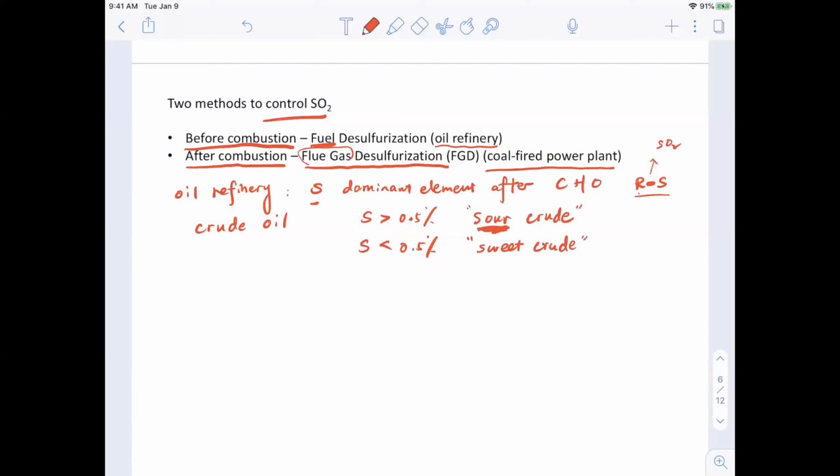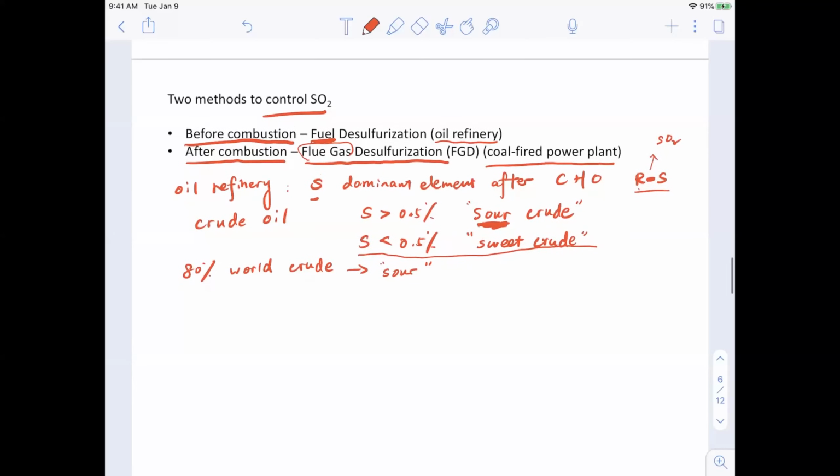Okay. And of course, people would like to deal with this sweet crude because it doesn't generate much pollution. But as a matter of fact, 80% of the world's crude oil is sour. Okay. So we have to deal with the sulfur coming out of this system. So you might have the question, why can't we just deal with this crude oil similar to the coal-fired power plant method? Why can't we just deal with it after we combust the oil or combust the gasoline?